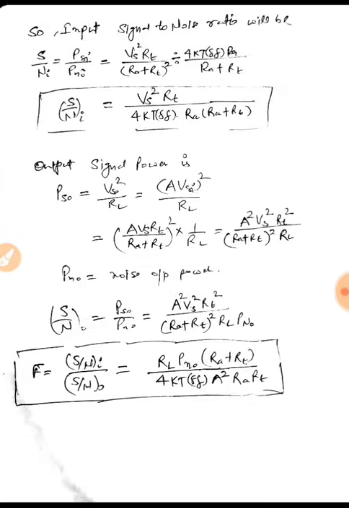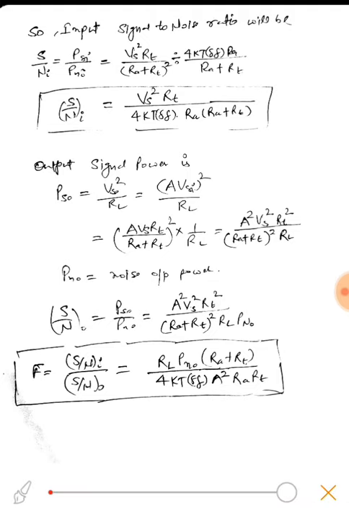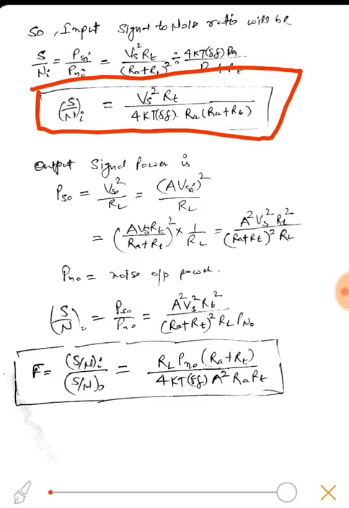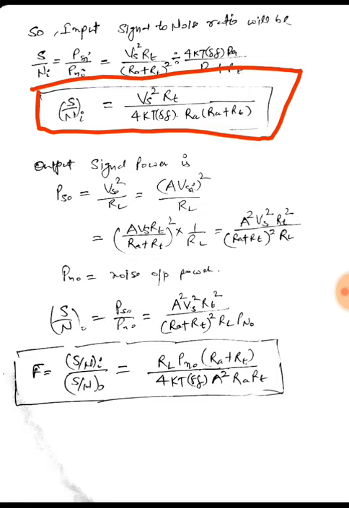Now we need to find the signal to noise ratio. We divide the signal power by the noise power. So our formula for signal to noise at the input comes out to be this one. We need to remember the formula for the noise voltage, and this is how we can calculate it easily.